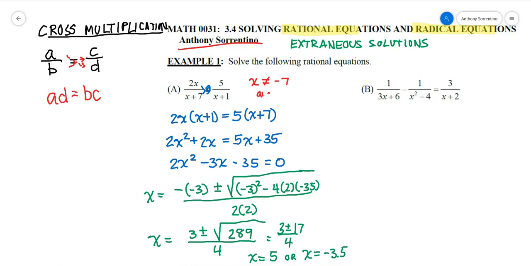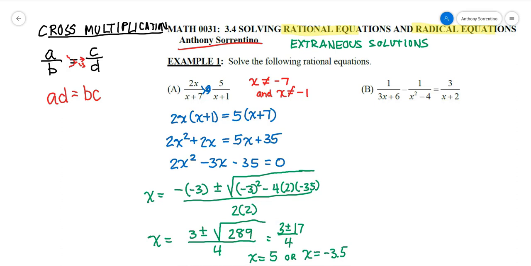And x could not equal negative 1. Those would be solutions that I cannot have, because if x were to equal negative 7, the left-hand side of this equation would not have existed. If x were to equal negative 1, the right-hand side of that equation would not have existed.